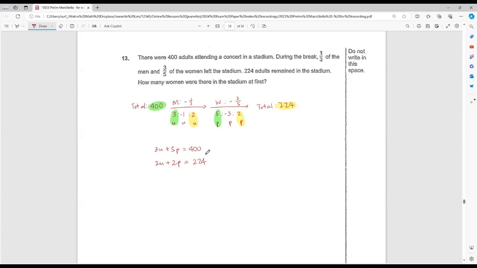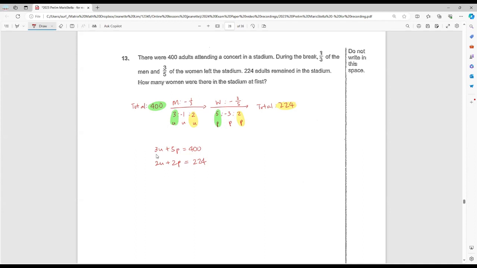Okay, to make it more efficient, we look at the question and what they're asking for. They're asking for women, so we need to look for parts. What you can do to make it easier or faster to find parts is make units the same. If you want to find units, you make parts the same. In this case, you want to find parts, so we make units the same.